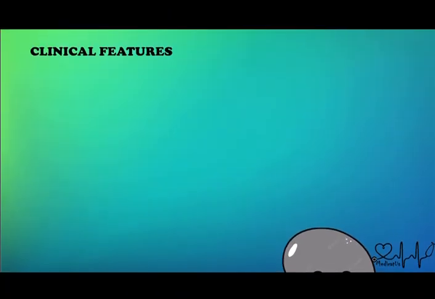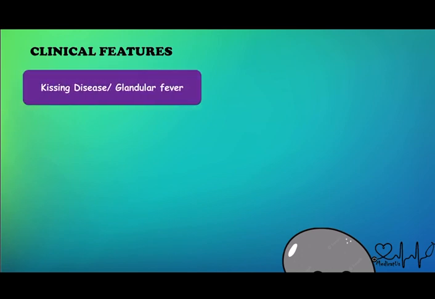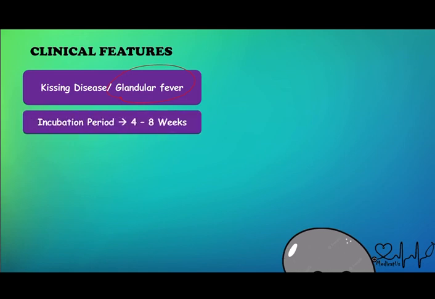Now about the clinical features, we know that it is called kissing disease, but it is also called glandular fever. And its incubation period is 4 to 8 weeks. Easy to remember because human herpesvirus 4, and this is 4 into 2. Simple.